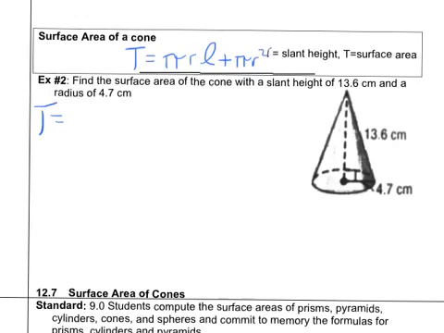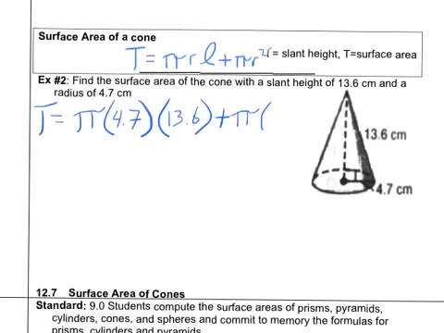You should be able to do this on your own, so if you want, go ahead and pause it. Otherwise, watch me fill in the information. All you're doing is plugging the values in. So here's pi times my radius times my slant height plus pi r squared, because that's the area of a circle.